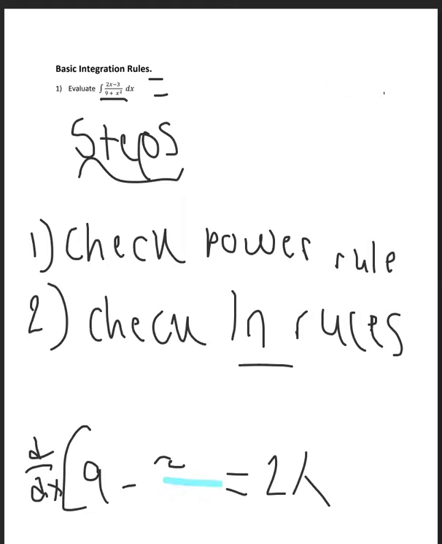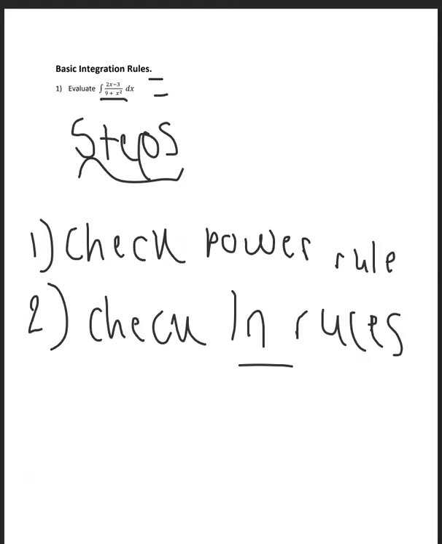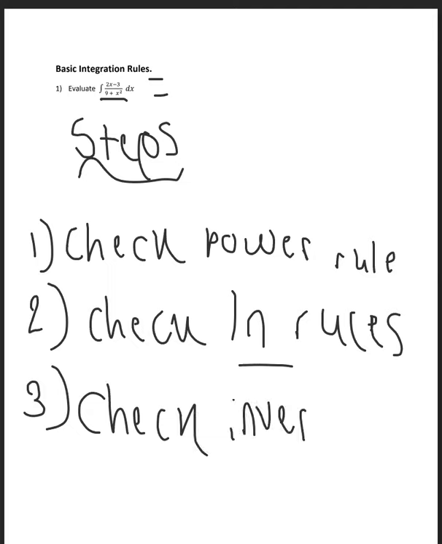So that leads me to the third step, which is to check to see if it's an inverse trig function, which you all know as arctangent, arcsecant, basically anything with an arc. Check inverse. That's the official name, the inverse trig function rules.